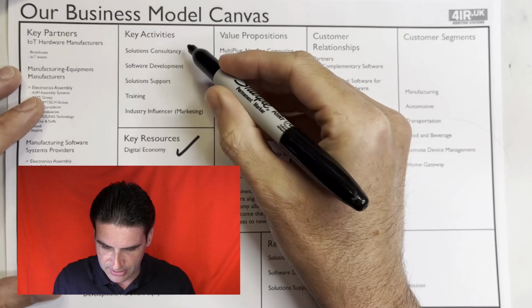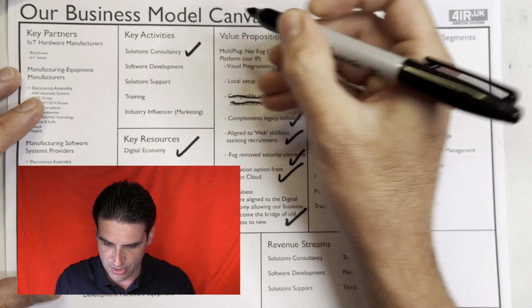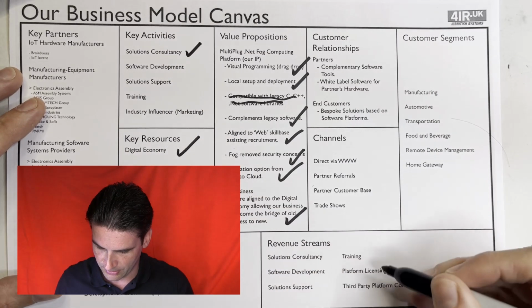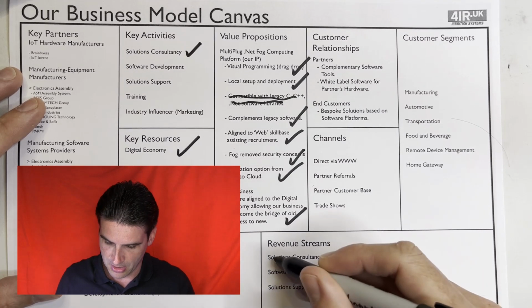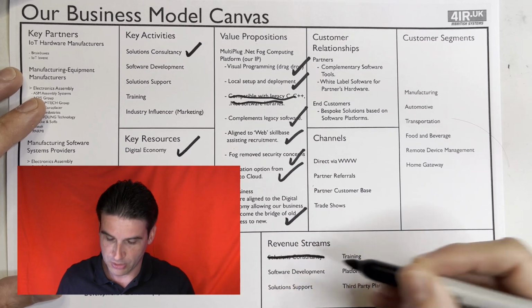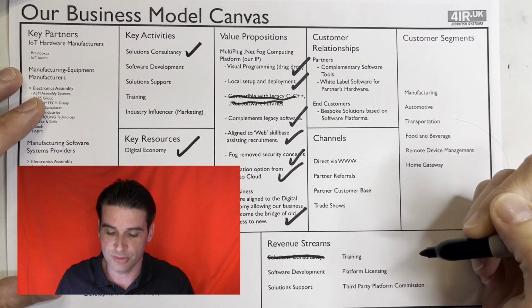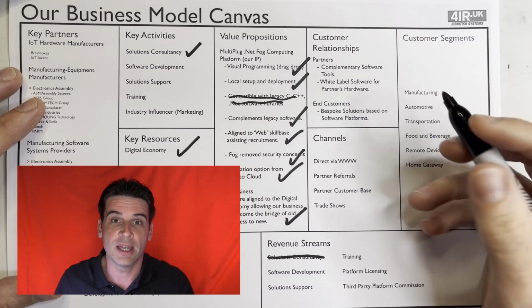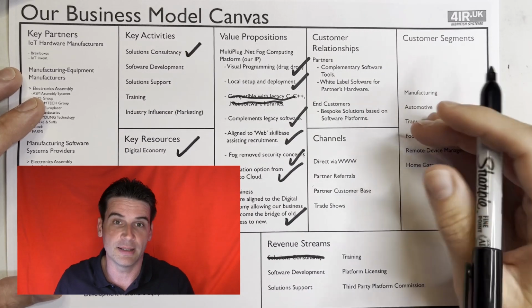Key activities, solution consultancy. Yes, we do a lot of that. Though, if I skip down to revenue streams, it's not been a revenue stream because we want to do a lot of stuff for free. Essentially, we want to make sure that when people contact us, they know that we're going to help them, and obviously that has an organic effect, which means that they're likely to buy our product.